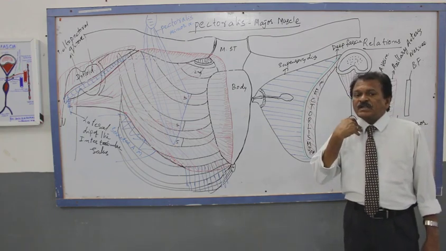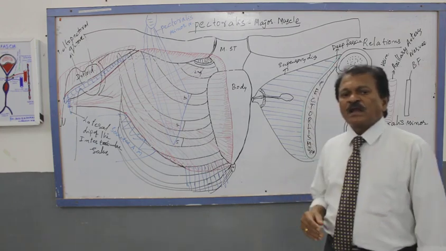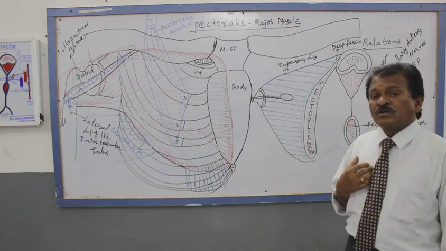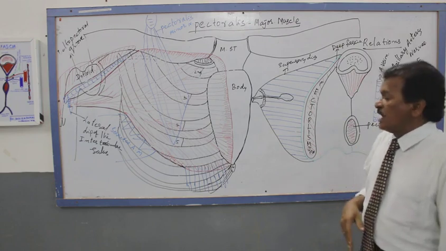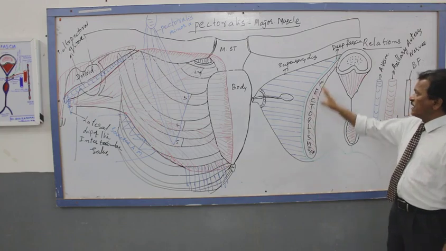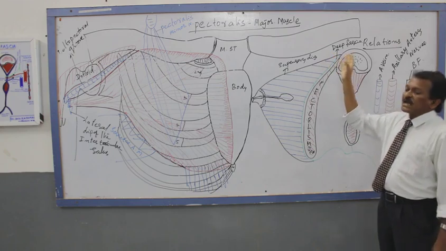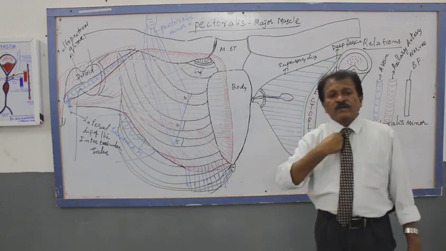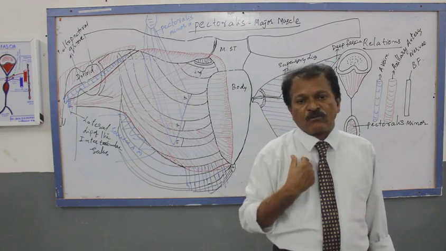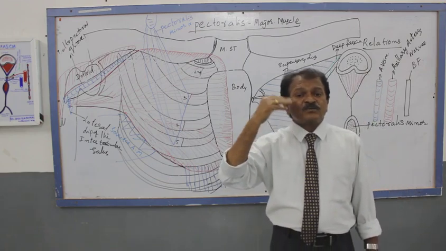And in the superior side, there are the medial supraclavicular nerve, the lateral supraclavicular nerve, and the intermediate supraclavicular nerve. They are present within the superficial fascia. So the superficial fascia in the pectoral region superiorly contains two nerves. Which nerves? The medial supraclavicular nerve and the intermediate supraclavicular nerve. In front of this, there is the platysma muscle.